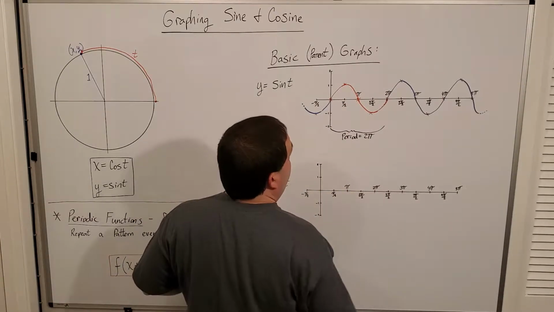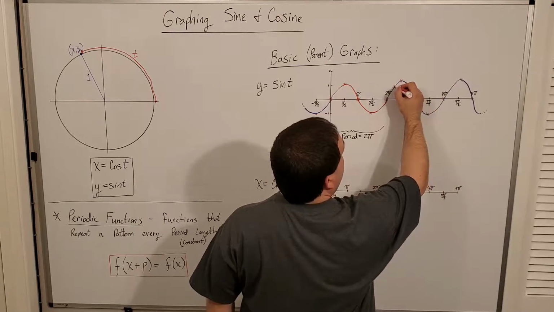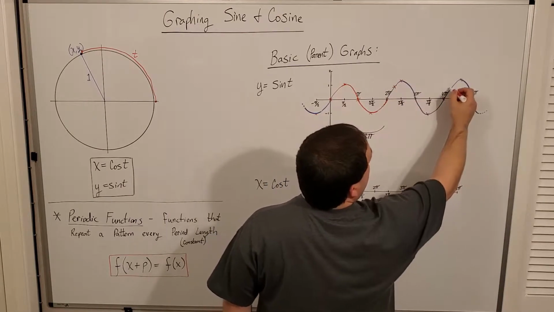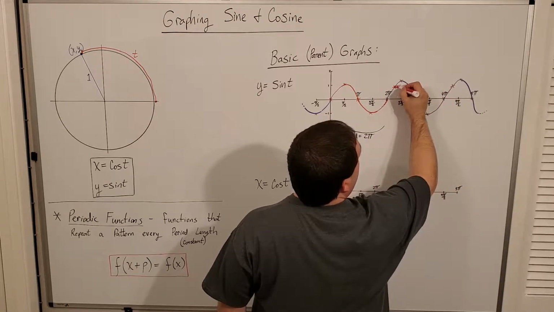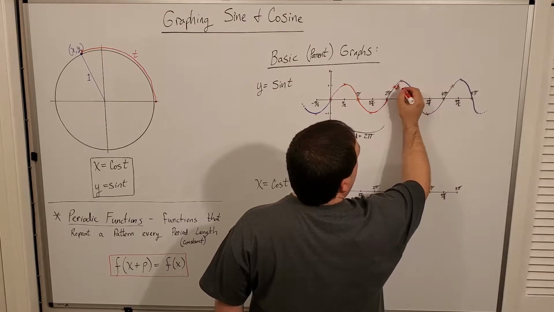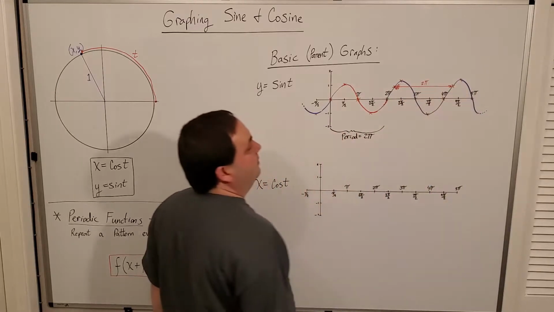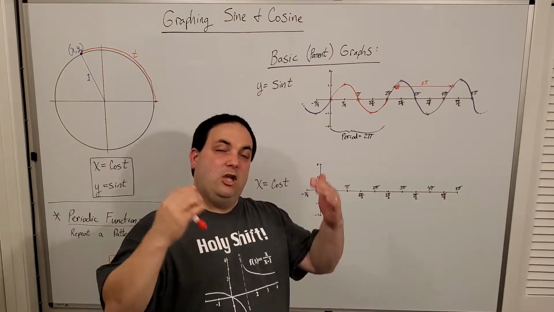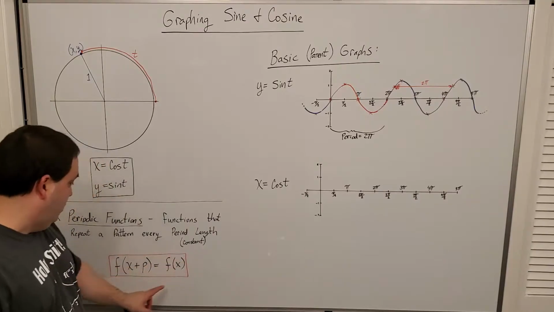Notice if I were to pick just some off point, like this point right here, I could repeat until I hit that same point again. And the length from here over to here would still be 2 pi because I'm hitting a corresponding point. Okay? And that's where this definition comes in.